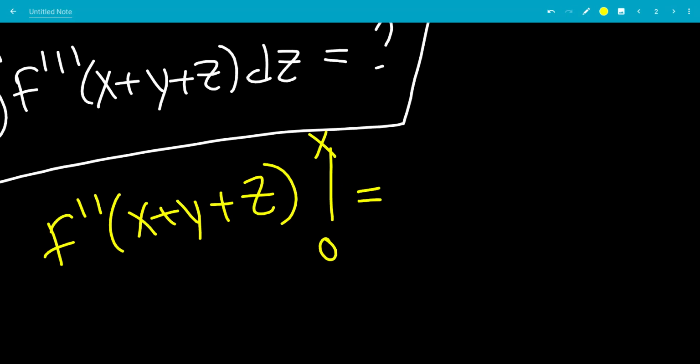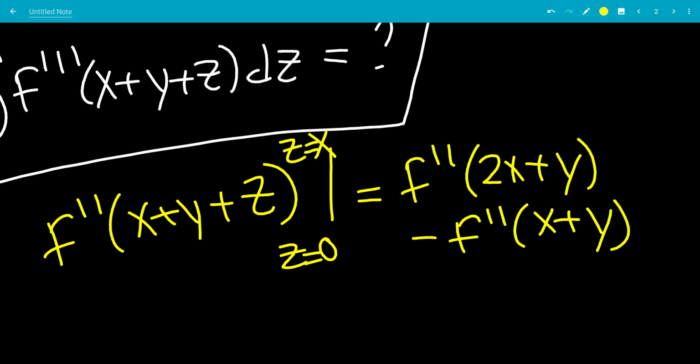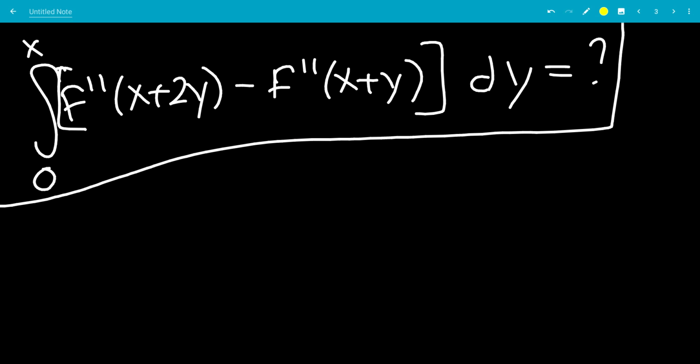When we first plug in x, we get f double prime of x plus z. So this is z equals 0 to z equals x. When z equals x, we have x plus x, which is 2x, plus y. Then we have to subtract the lower bound, so that's f double prime. Z goes to 0, so this will be x plus y. Okay, so now we're going to integrate with respect to y.